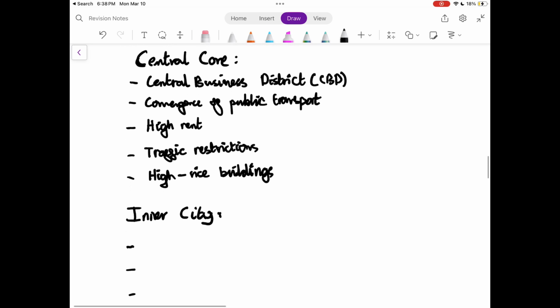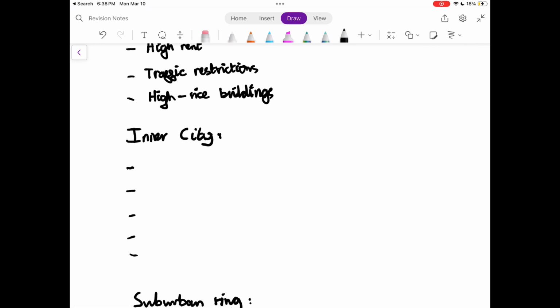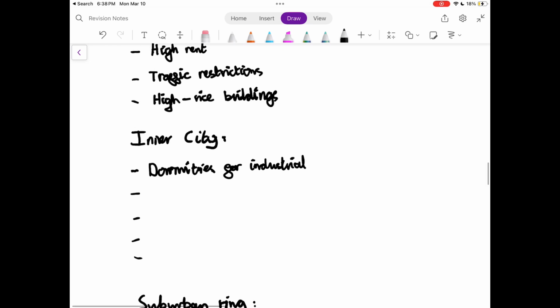So next you need to know about the inner city. One feature is dormitories for industrial workers, and this is because within the inner city it's primarily composed of industrial parks. And this leads me on to my next point, which is that there are many industrial estates in this inner city.